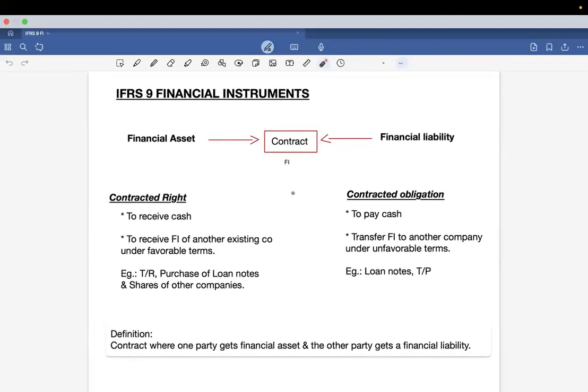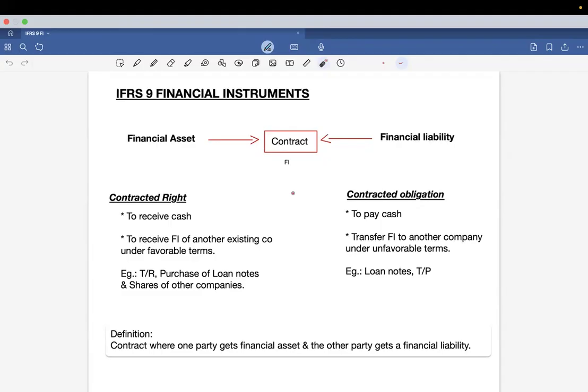Okay, so the next standard is IFRS 9 financial instruments. This standard, most likely, is going to be publicly available since so many of the students have difficulty in understanding the standards. So IFRS 9 financial instruments.